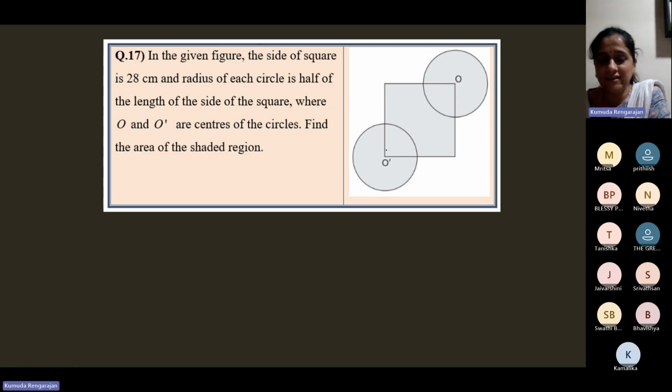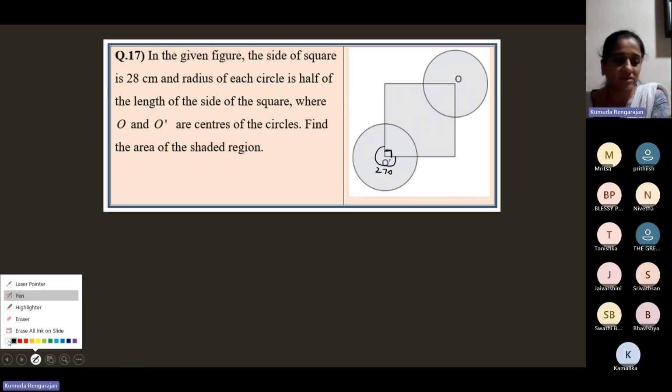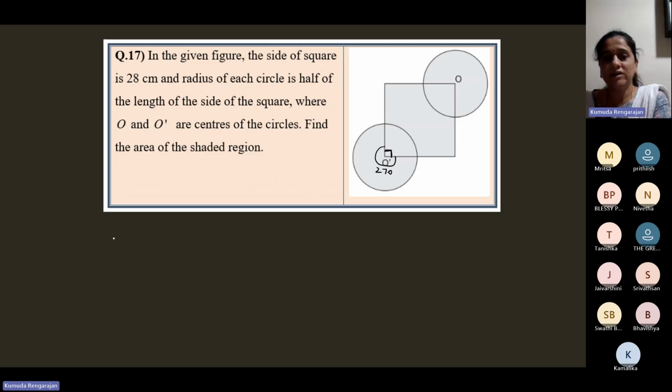We know that the angle here is 90 degrees, so this angle is going to be 270 degrees. So the area of the shaded region is area of the two major sectors. This is a major sector, this one is a major sector. The angle here is 90 degrees, so this angle is 270 degrees. So the area of the shaded region is area of the two major sectors with the sector angle 270 degrees plus the area of the square.